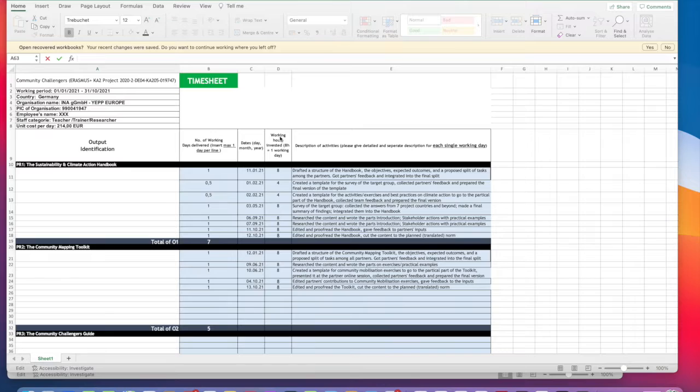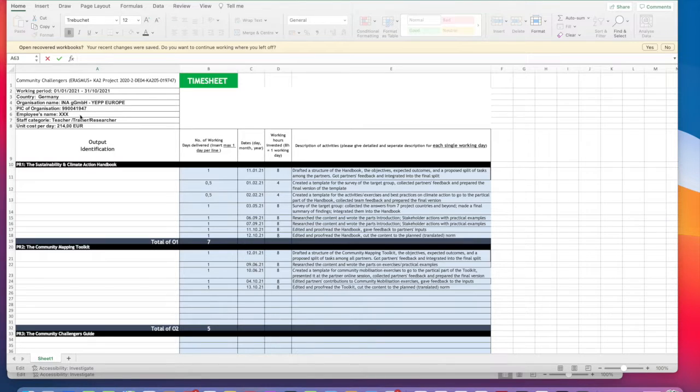Let me show you an example of a filled-in timesheet. This is an example of another project called Community Challengers. You fill in the details here on the top left corner, so the start of the project, the end of the project. It is a timesheet from our organization, so it's in Germany, and here's the name of our organization and the PIC. And then, of course, the name of the person who worked on the project results.